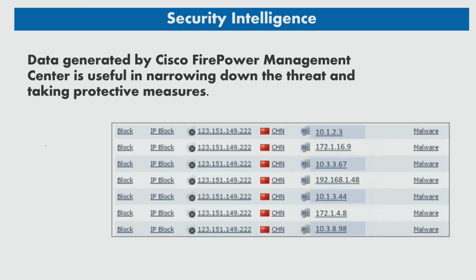Now, when connections were initiated from internal network IP addresses to the blocked IP address in the previous figure, without requiring a deeper analysis of the packet, the security intelligence feature immediately blocks the connection. It also classifies the connection of the IP address here as malware. This event notifies which host in your internal network may have been infected with malware, allowing you to conduct further investigation into host software, operating system, and patching status, among other things. Overall, the data generated by Cisco Firepower Management Center is useful in narrowing down the threat and taking protective measures.